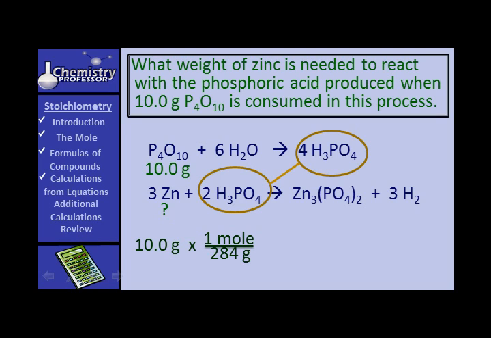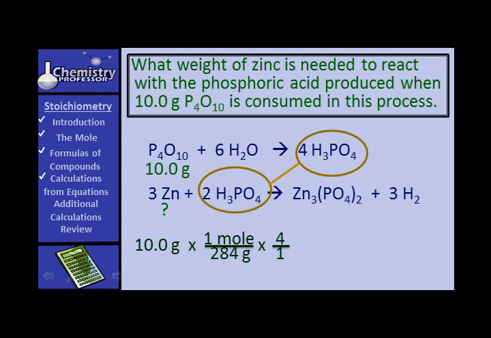Now we need to get to moles of phosphoric acid. And to do that, we use the mole-to-mole ratio, or the stoichiometric ratio. And that's 4/1. Now we are at moles of phosphoric acid. And folks, that moles of phosphoric acid in the first equation is the same number of moles of phosphoric acid that we're going to consume in the second equation.